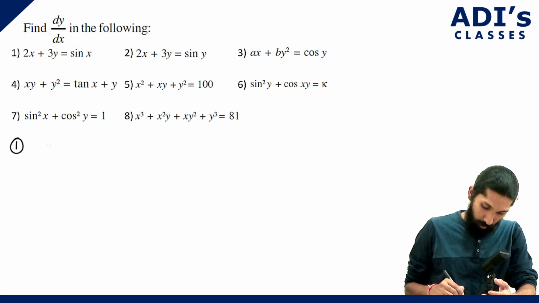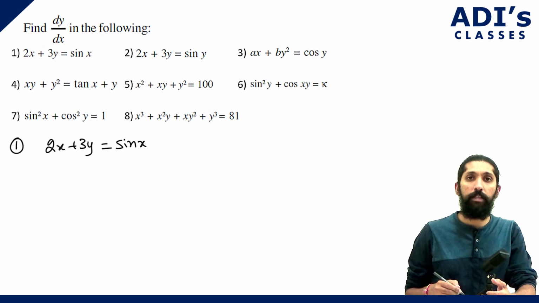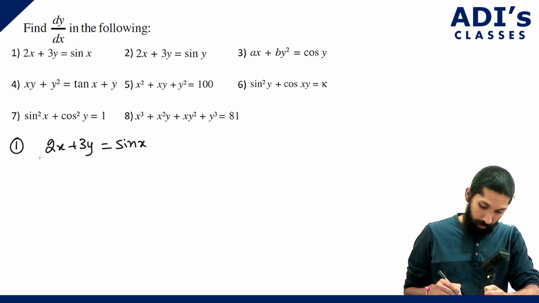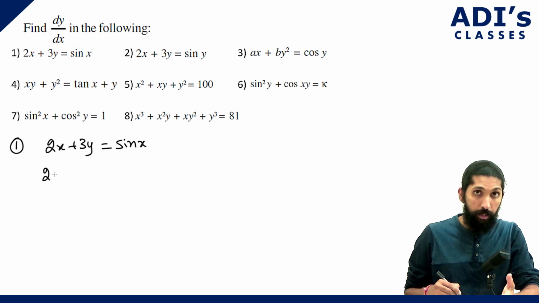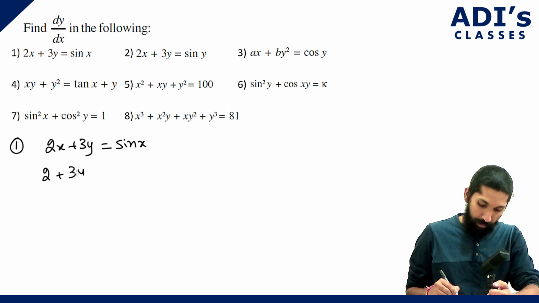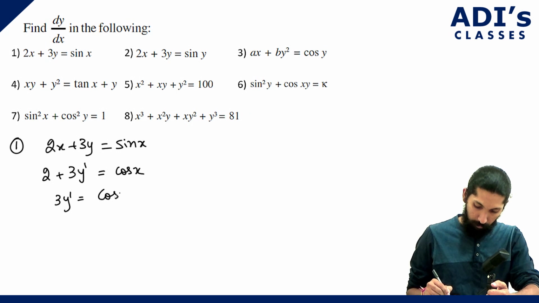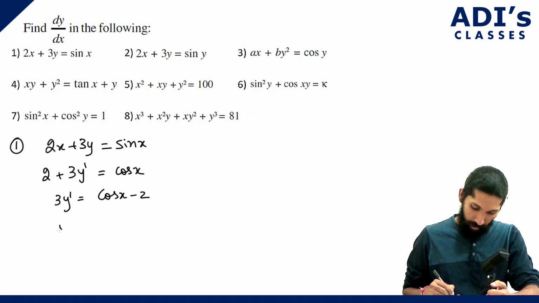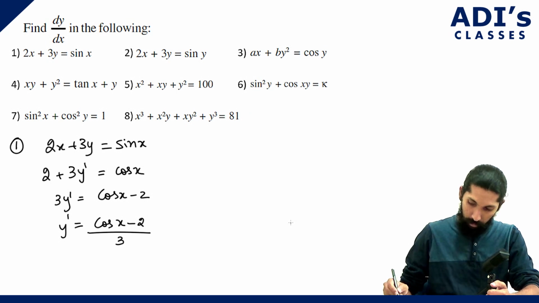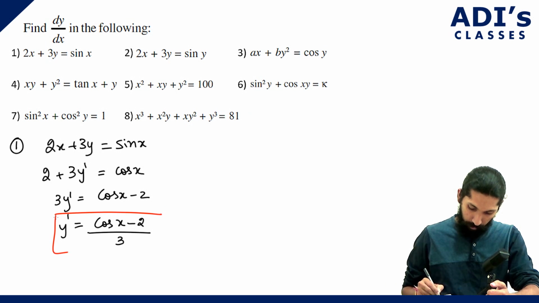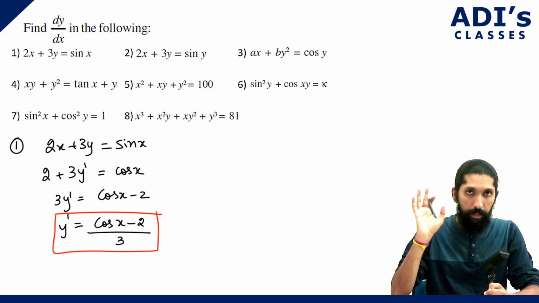See the first one. 2x plus 3y is equal to sin x. Very simple, very direct. So we can write this as 2, you're differentiating, right? Plus 3y dash is equal to cos x. So 3y dash is equal to cos x minus 2. So y dash is equal to (cos x minus 2) divided by 3. So this is going to become the final answer. That's all. Very easy, very direct.